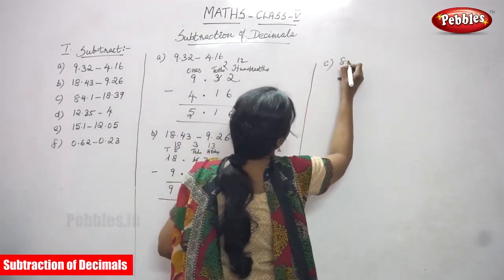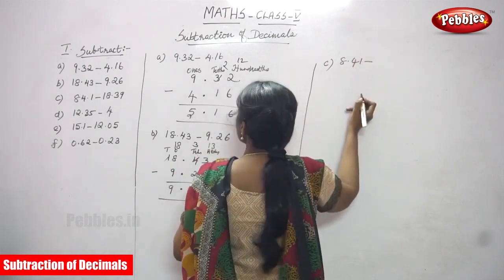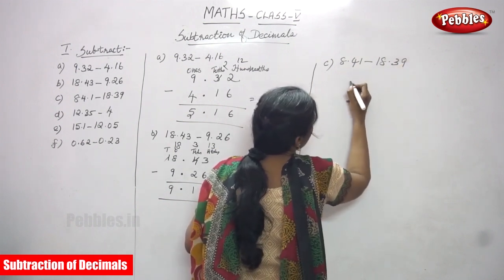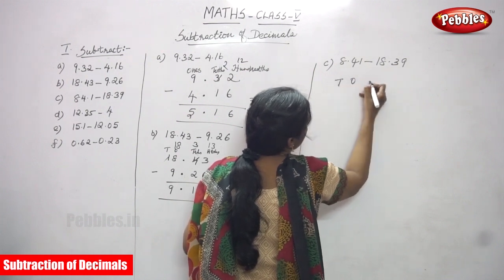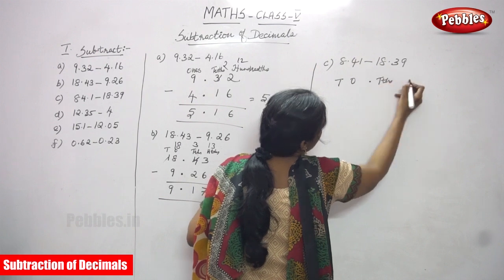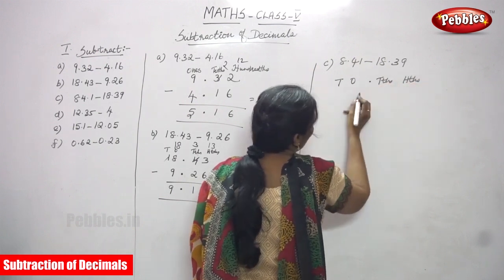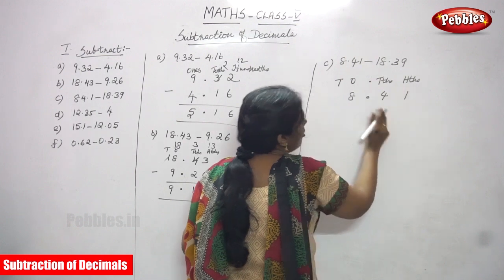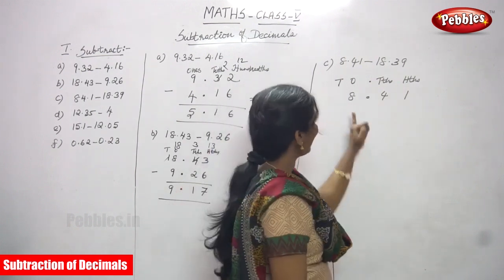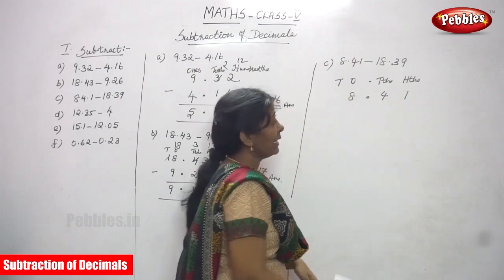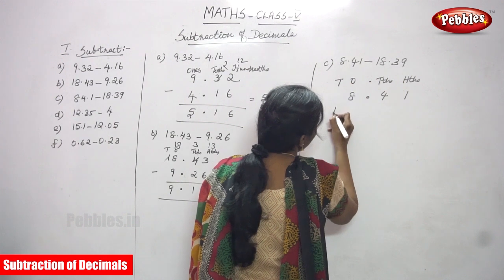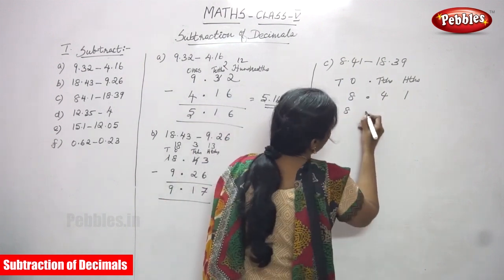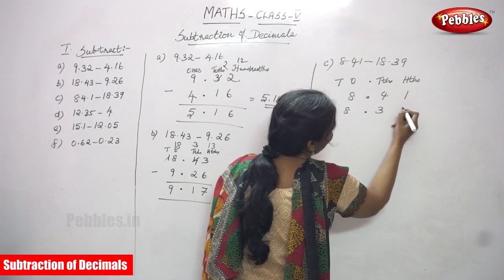The next sum is C sum: 8.41 minus 18.39. First you have to write the place values: ones, tens, then point, then tenths, hundredths. So 8.41: 4 in the tens place and 1 in the hundredths place. 8 comes in the ones place. This is the whole part, this is the decimal part. Next is 18: 1 in the tens place and 8 in the ones place. After that you must put a point. Then 3 in the tenths place and 9 in the hundredths place.